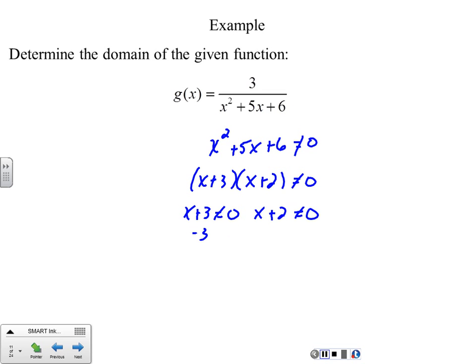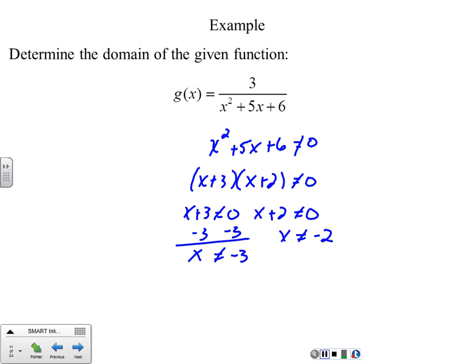And then you say a minus 3. So you have x cannot be negative 3, and x cannot be negative 2. Okay, so have I stated what the domain is? No, you stated what it is not. I stated what the domain is not. And the question says, determine the domain. So in other words, it's asking you to tell me the domain. So I haven't even done what I was asked to do.